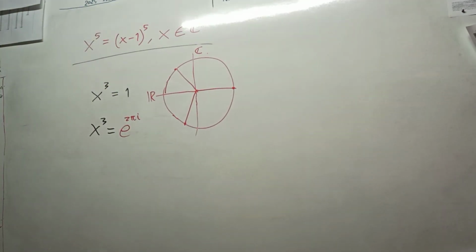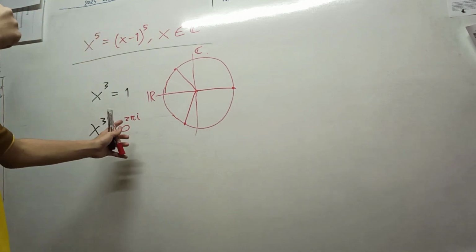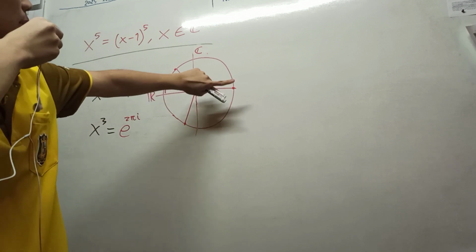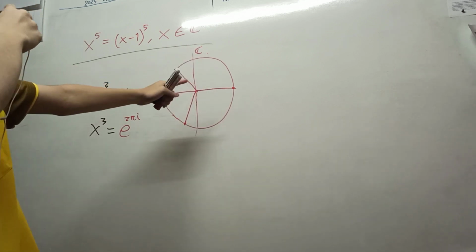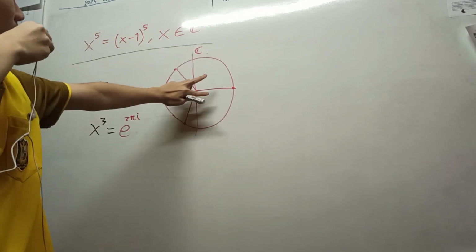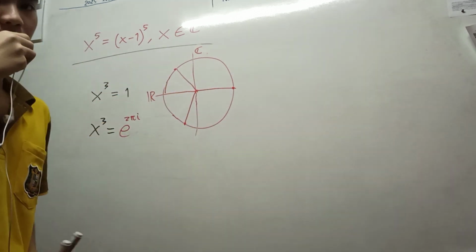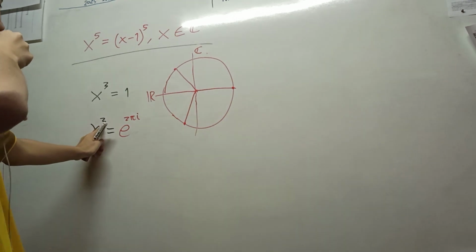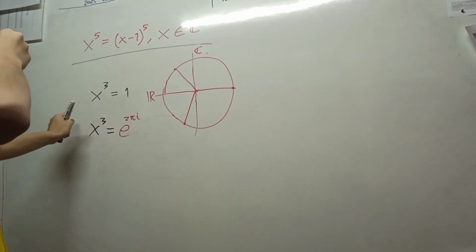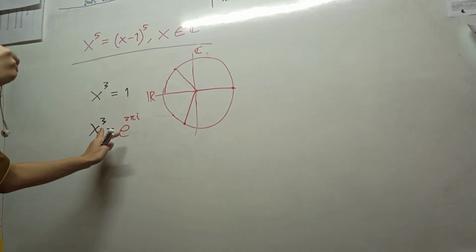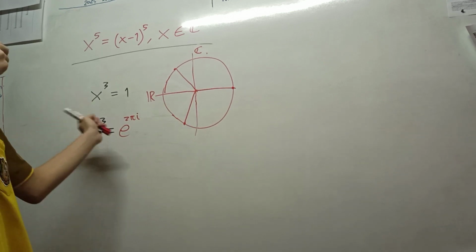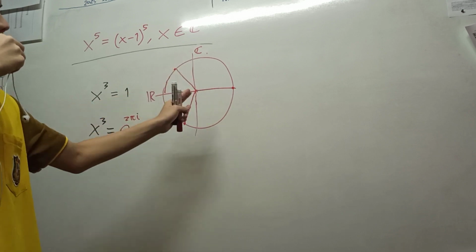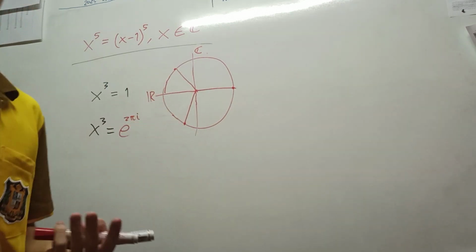So right here we have x cubed is equal to e to the 2 pi i. 2 pi is the angle right here, which is the whole thing, one circle, right? If we want to divide it into 3 equal zones, what do we do? Yes, we just divide the angle by 3, and that is what we're doing here. There's a cube root, and that slices the whole circle into 3 zones. That's what it does. So let me show you now.